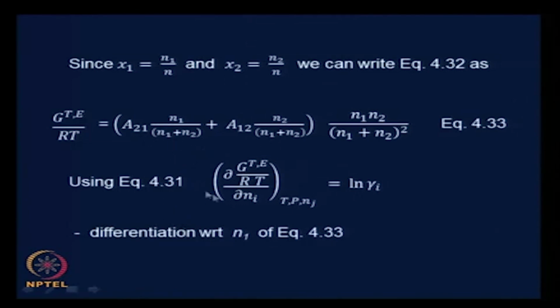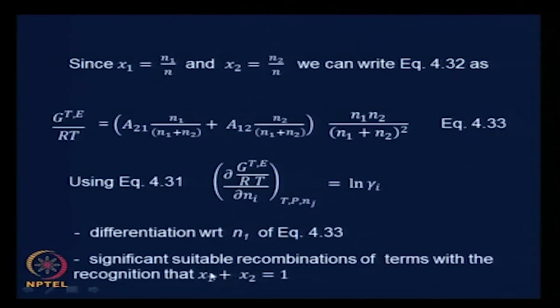You need to differentiate this expression, dou GE by RT dou Ni, that is on the left hand side. You need to differentiate partially with respect to, let us say, n1 in this case at constant T, P and n2, and you will have to do recombinations, they may be significant, of the terms with the recognition that the sum of the mole fractions in any system equals 1. This is a binary system, therefore x1 plus x2 equals 1.